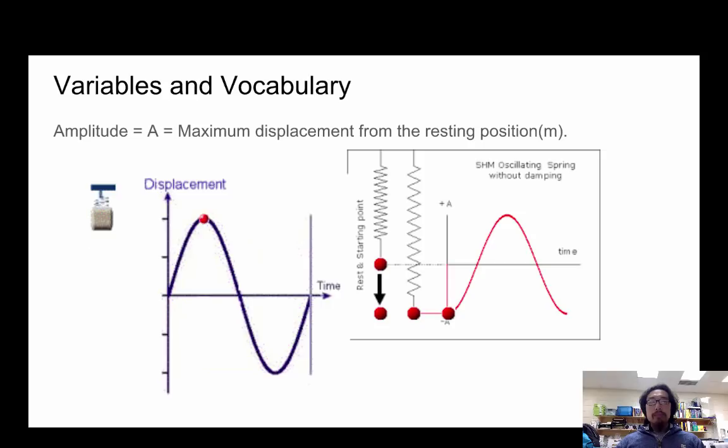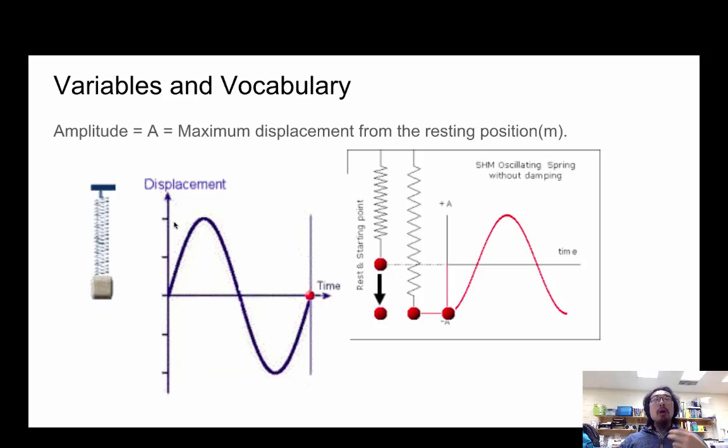Okay. All right. Next up, we have amplitude, which is capital A. Amplitude is the maximum displacement from the resting position, and the units for that is m for meters. So on the left, we can see an animation. Right here at the 0 mark is where the mass starts off. Okay, and then we pull it up. If we push it up to this max height, that's our maximum amplitude.